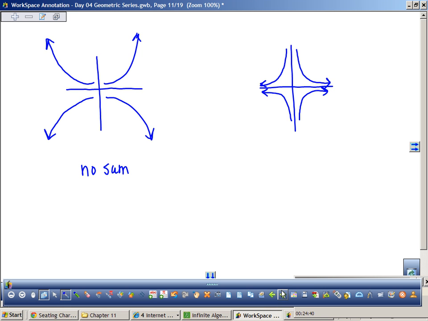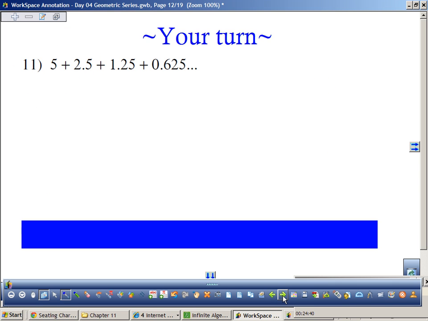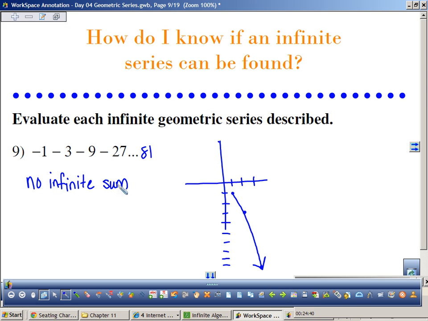Question. So on number 12, would that be no? Number 12. No, hold on, we aren't even there yet. Why are you jumping ahead? So number 9 is no infinite sum. That's all you say, is I cannot sum that. There is no infinite sum.